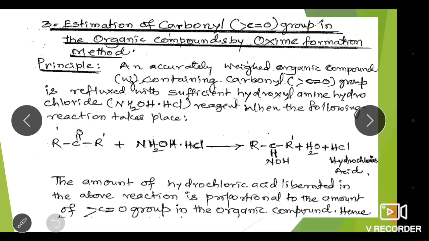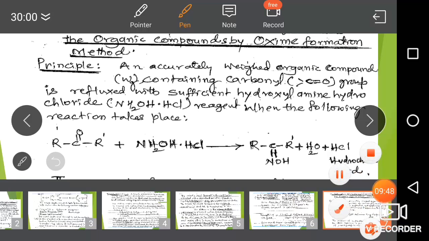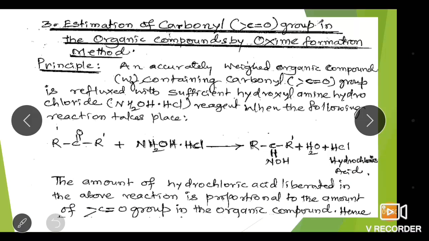Then the third one, the estimation of carbonyl group in the organic compound by the oxime formation method. Here, the second one is the estimation of carbonyl group. So this is about how to determine the carbonyl group in the given organic compound by the oxime formation method.